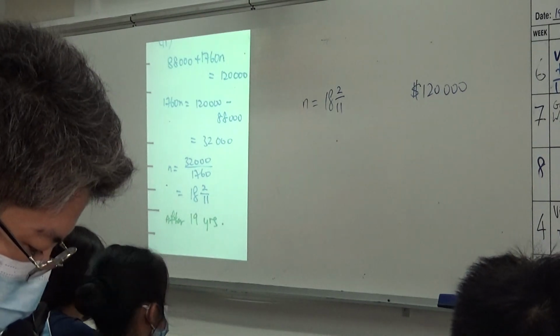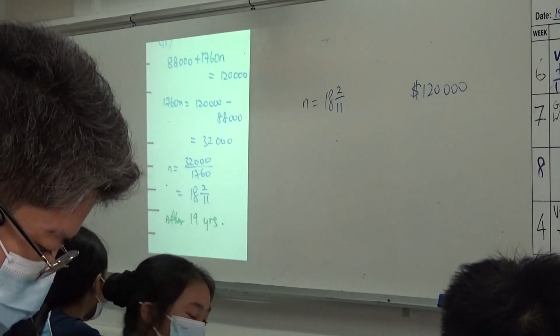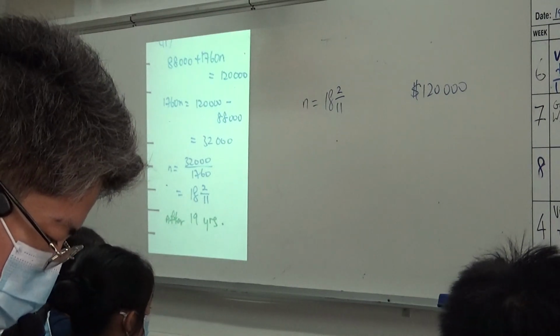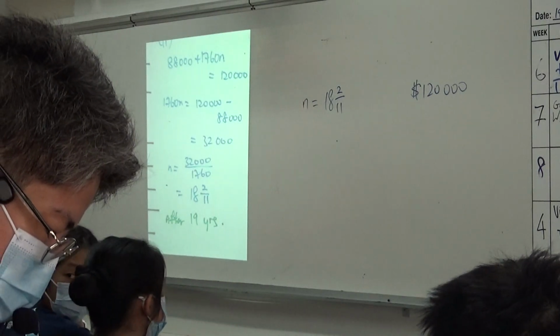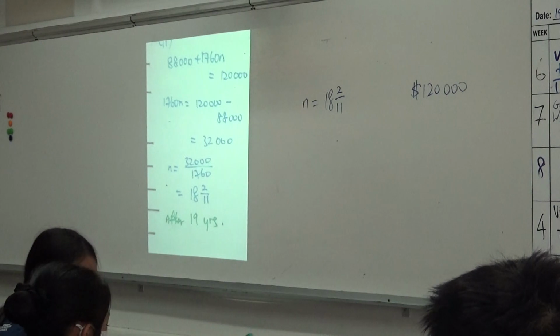This one is still about 75 times n, then minus this. So you will still get that answer. Answer already.